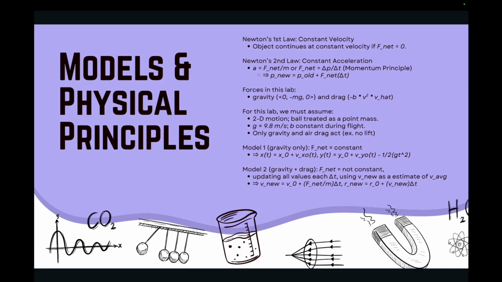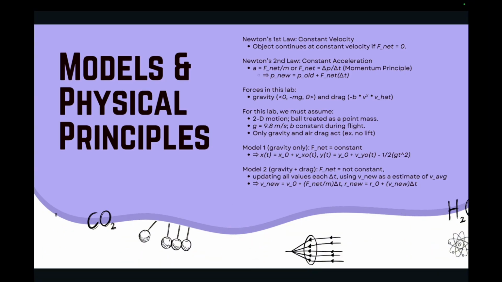Model 1 is gravity only, which means F net is constant, which means we can use the regular kinematics equations for position and velocity. But model 2 is gravity and drag, so F net is not constant. So we have to update all the values with each delta t, and we still use the same velocity kinematics equation, but for position we have to use v new as an estimate of v average.